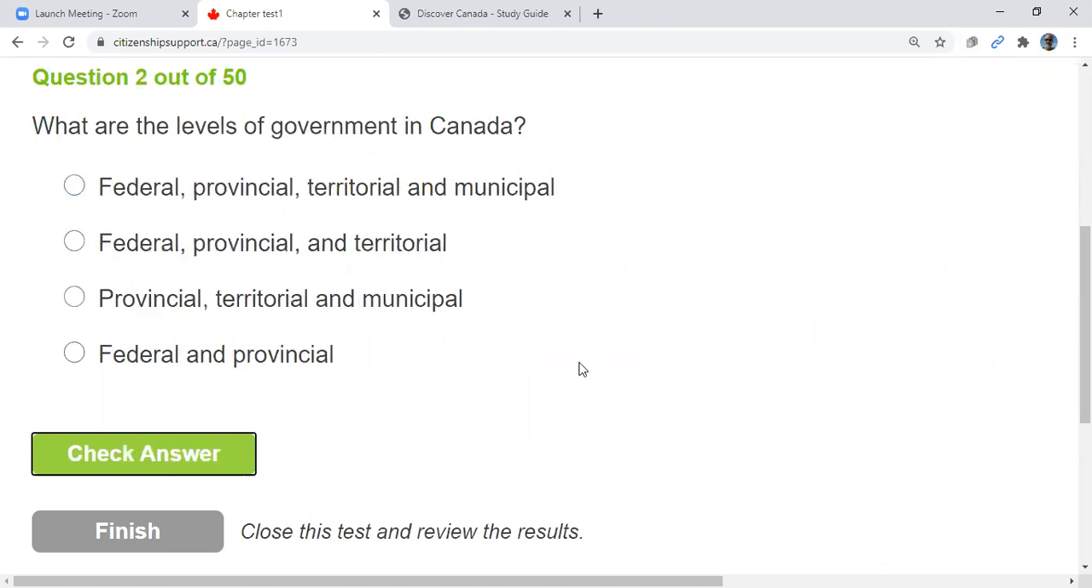Okay. And then I think Diala read this, started reading secondly, didn't you? Diala, could you do this one? What are the levels of government in Canada?